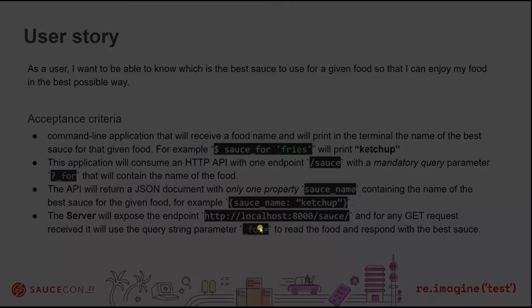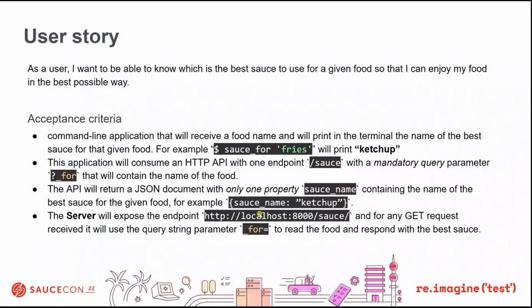The requirement is as follows. As a user, I want to be able to know which is the best sauce to use for a given food so that I can enjoy my food in the best way possible. The acceptance criteria is: this will be a command line application that will receive the food name and will print in the terminal the name of the best sauce for that given food. For example, sauce for fries will print ketchup.